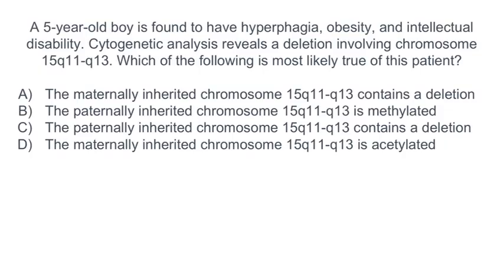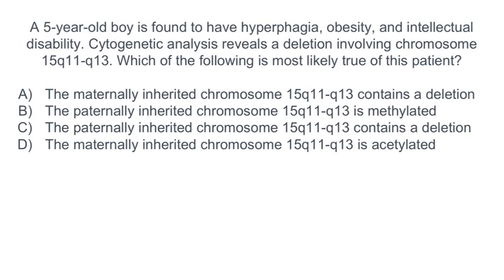A 5-year-old boy is found to have hyperphagia, obesity, and intellectual disability. Cytogenetic analysis reveals a deletion involving chromosome 15q11 to q13. Which of the following is most likely true of this patient? A, the maternally inherited chromosome 15q11 to q13 contains a deletion. B, the paternally inherited chromosome 15q11 to q13 is methylated. C, the paternally inherited chromosome 15q11 to q13 contains a deletion. Or D, the maternally inherited chromosome 15q11 to q13 is acetylated.